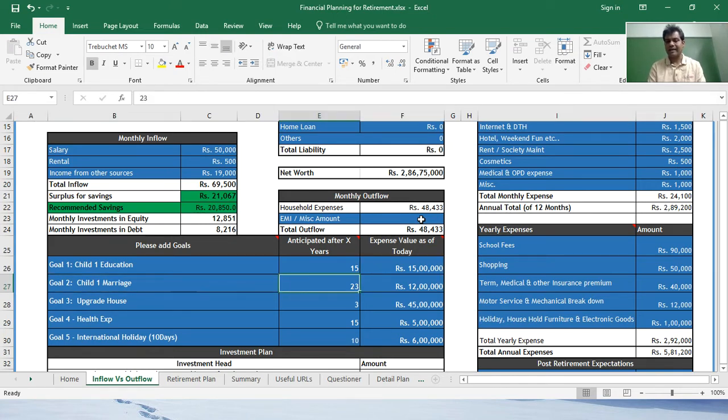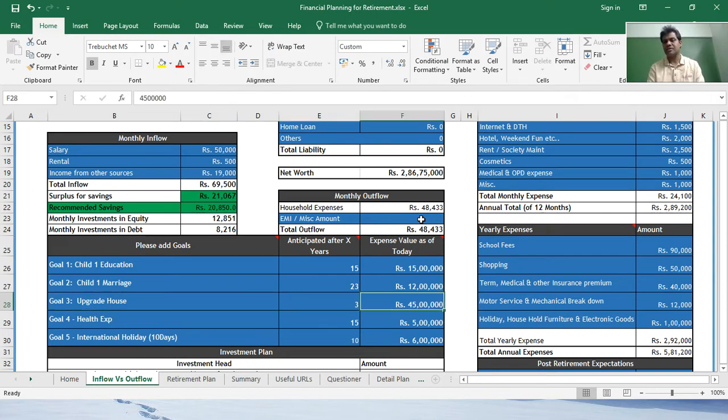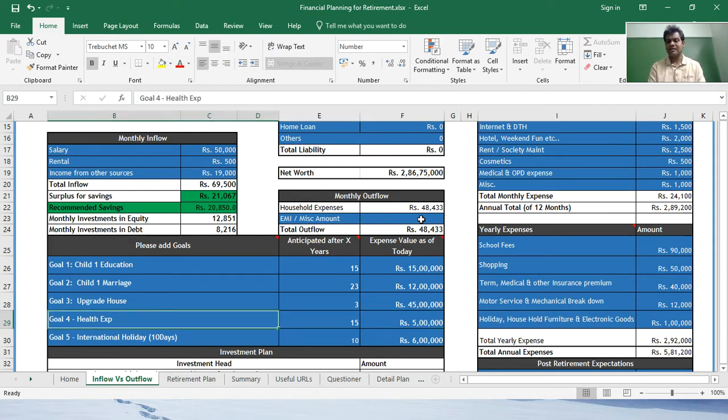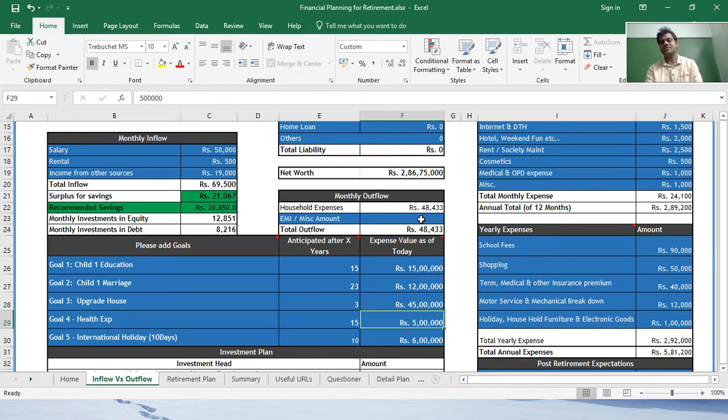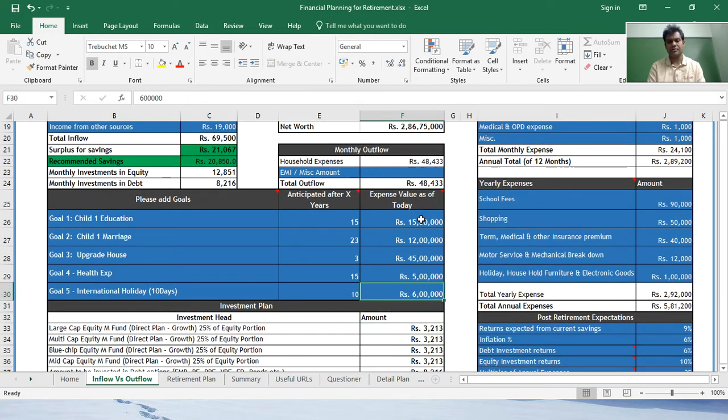Same way, if a marriage event has to happen today in your community and the expense is 10 to 12 lakh rupees, you had better enter the higher side, that is 12 lakh rupees. If you have planned to upgrade your house, enter the upgrade value, 30, 40, 50 lakhs, whatever it is. Maybe as a contingency you want to keep 5 lakh for health, even though you have health insurance, because some things are still not covered. And then you may want one good big international holiday, or buying a car or something, that you can enter over here.